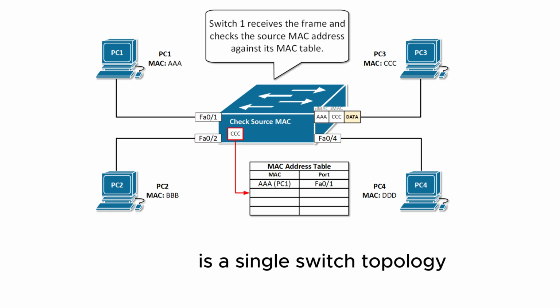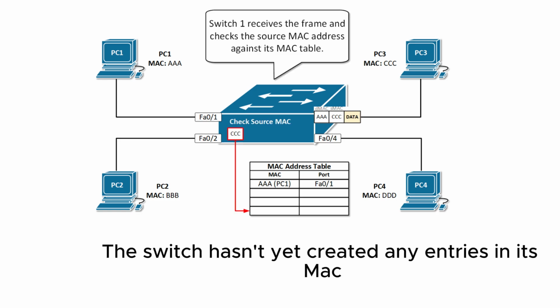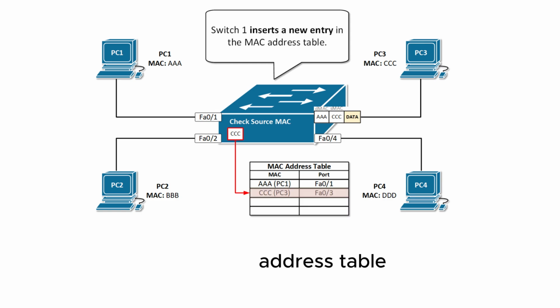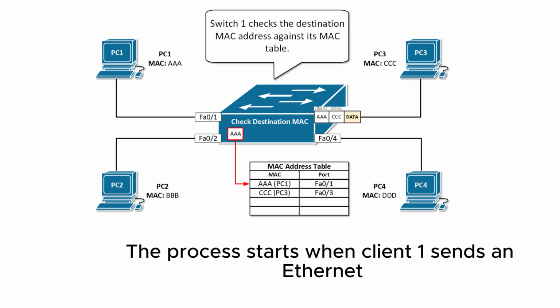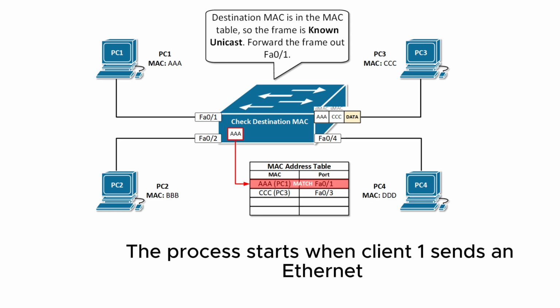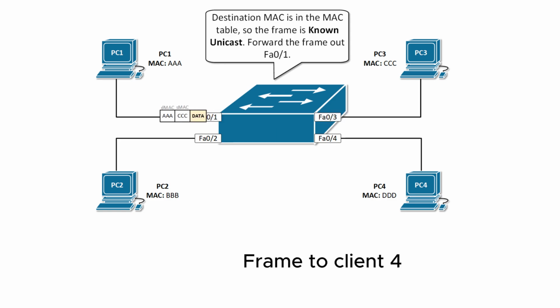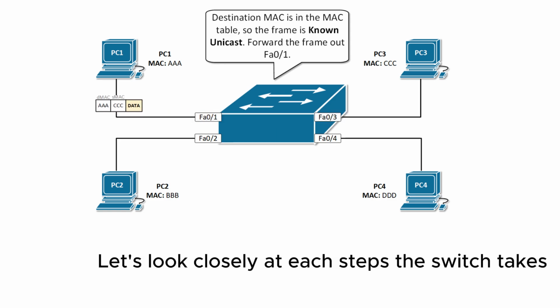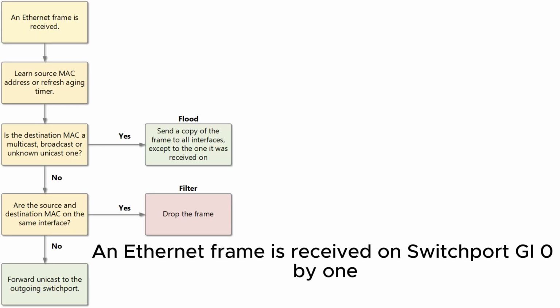Shown in Figure 1 is a single switch topology. The switch hasn't yet created any entries in its MAC address table. The process starts when Client 1 sends an Ethernet frame to Client 4. Let's look closely at each step the switch takes. An Ethernet frame is received on switch port Gi0/1.